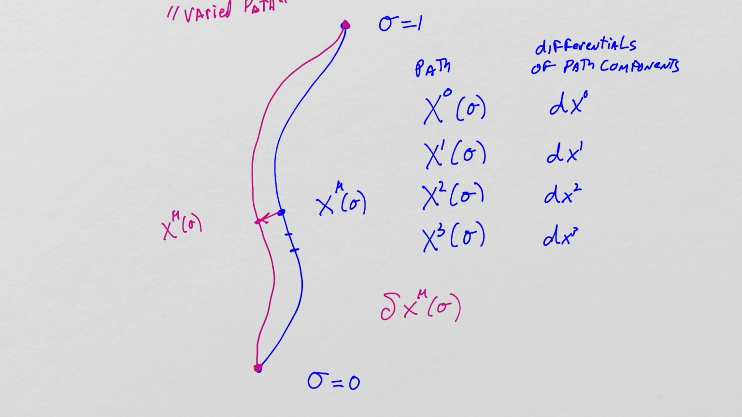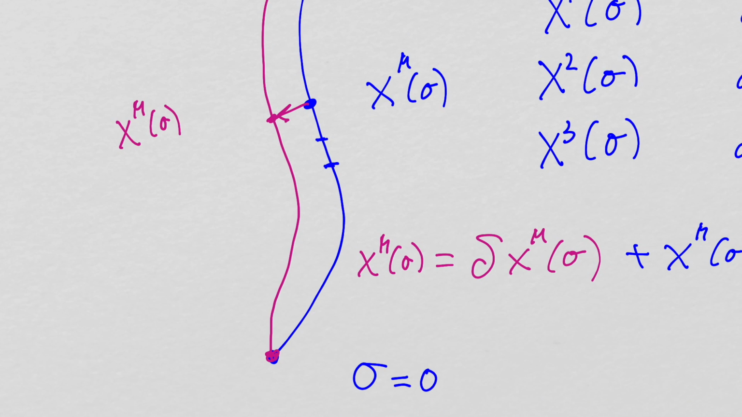Delta x mu of sigma means that the varied path, which I will write as x mu of sigma in red, equals delta x mu of sigma plus x mu of sigma, right? So these are the guys that connect the components of the true path with the varied path. Now, the only reason I'm writing the varied path in red is that I'm using the color to distinguish the varied path from the true path. But probably you'll never see that in a textbook, of course.